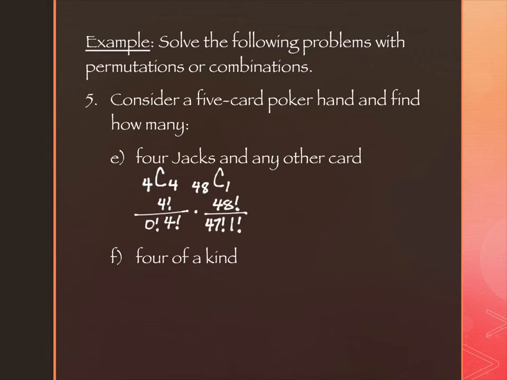Okay, so as I write these out, do you see what happens with my 4 factorials here? They're going to cancel. And the 0 factorial is 1, so this whole expression is 1. And that should sort of make sense. There's only one way to get all 4 jacks. You've got to get them all 4. Right? When the order doesn't matter, you just have to be getting all 4 of them.